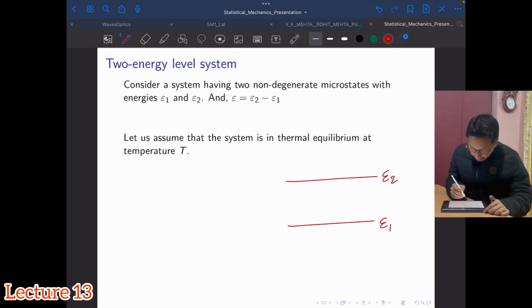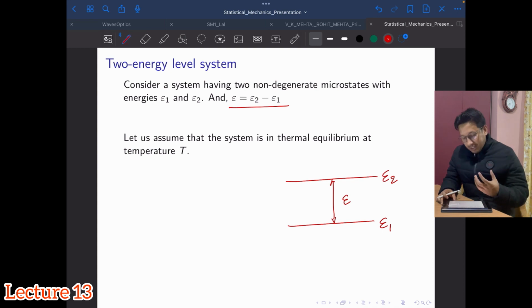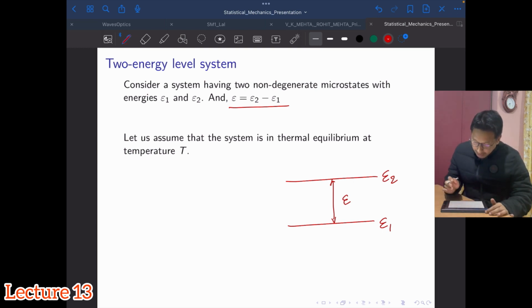And the difference between these two energy levels, energy states, is E. We will now consider that this system, a very specific system, after a few slides. So let's try to establish the problem. Let's say this system is in thermal equilibrium at temperature T.